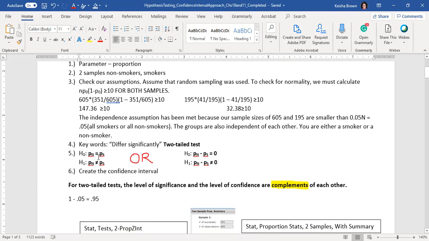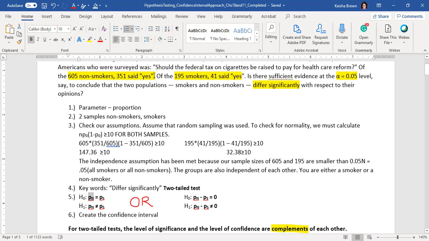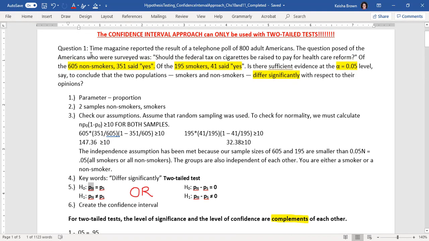You can write your null and alternative hypotheses two different ways. We are putting p sub n first because that's who they talked about in the problem first, non-smokers. So for two samples, whatever group is listed first, that's going to be the symbol that you use first. Our alternative hypothesis is that they differ significantly, so you can set it to 0 or you can set them to each other. Your null hypothesis is, you always go in saying that these groups are the same.